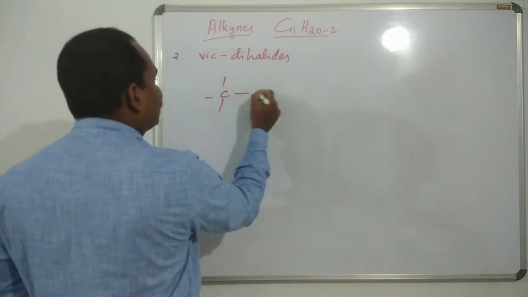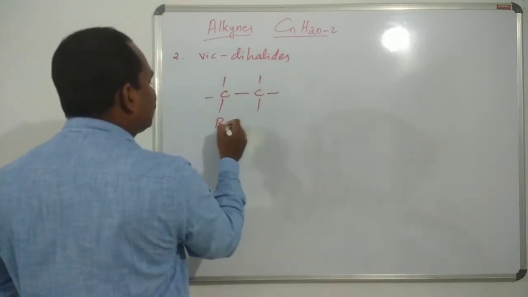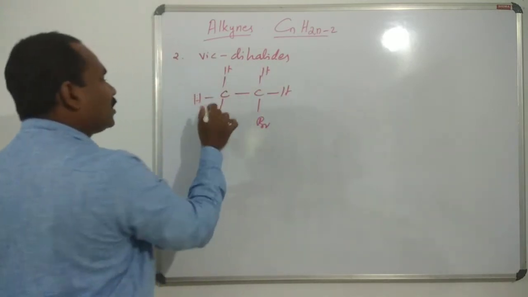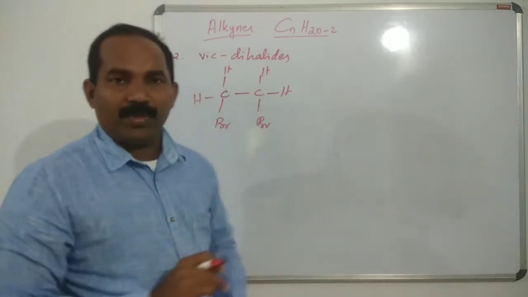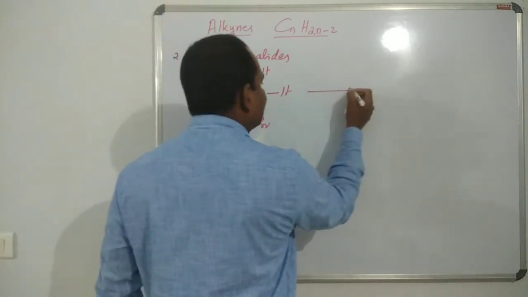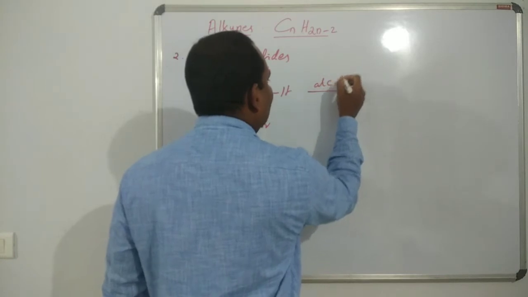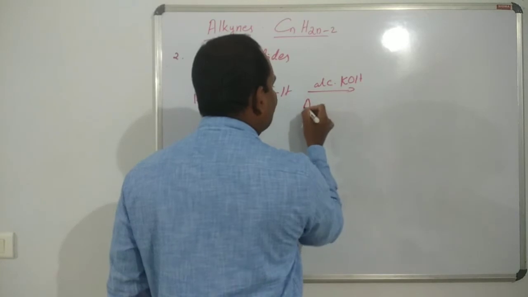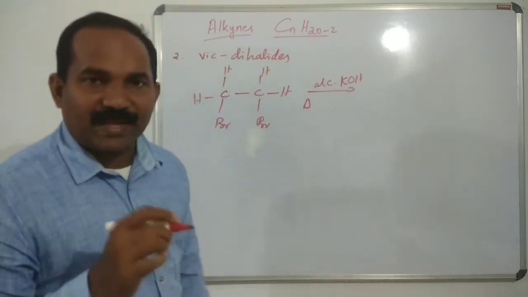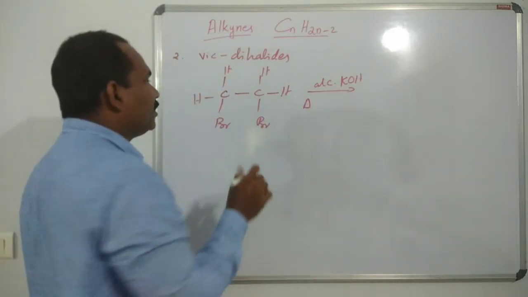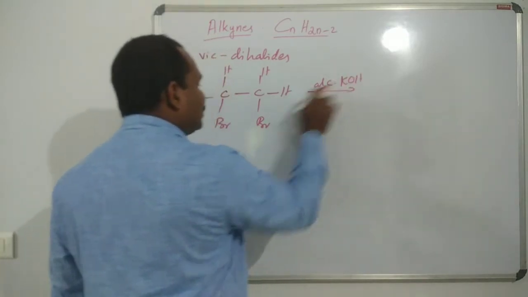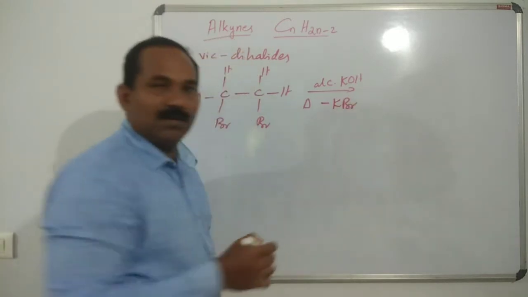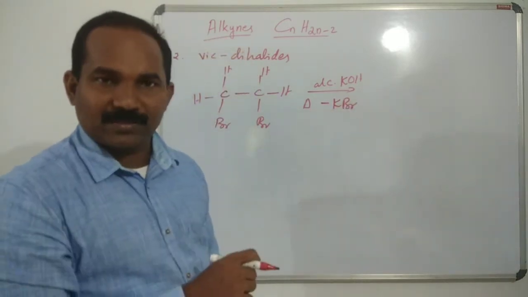And the vicinal dihalides we take, dibromides. Okay, 1,2-dibromoethane. First of all, it is heated with alcoholic KOH. The delta symbol means heating. This potassium takes one bromine atom, so minus KBr. Minus means eliminated.